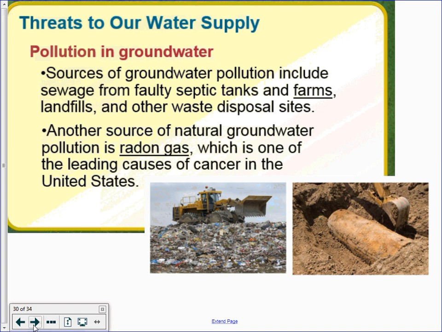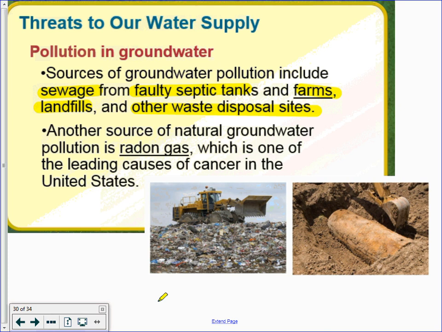Here's just another picture showing contamination. So it can happen from septic tanks, from sewage leaks, from farms and landfills, and any other sort of waste disposal. If you even paint, let's say you paint your bedroom, and you go outside and you wash out your paint buckets and you dump that into the ground. Paint is toxic, and you just dumped it into the ground. Humans, we pollute a lot.